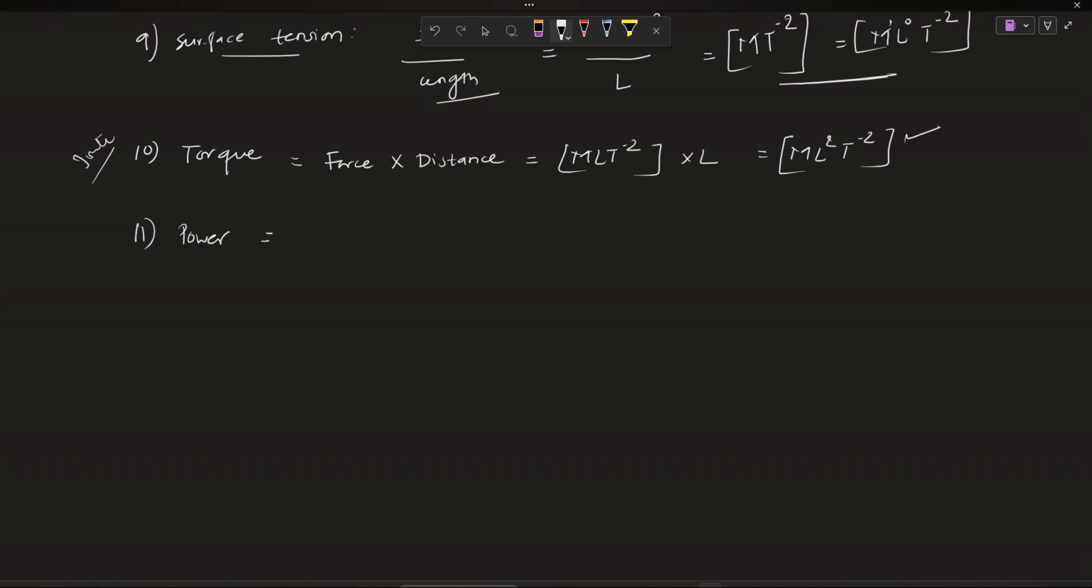Power. What is power? Power is work upon time. You have read in class 10 that power is the rate of doing work. Wherever the word rate comes, we divide by time. The rate of change of velocity, velocity by time, is acceleration. The rate of change of momentum, momentum by time, that's the second law of motion.